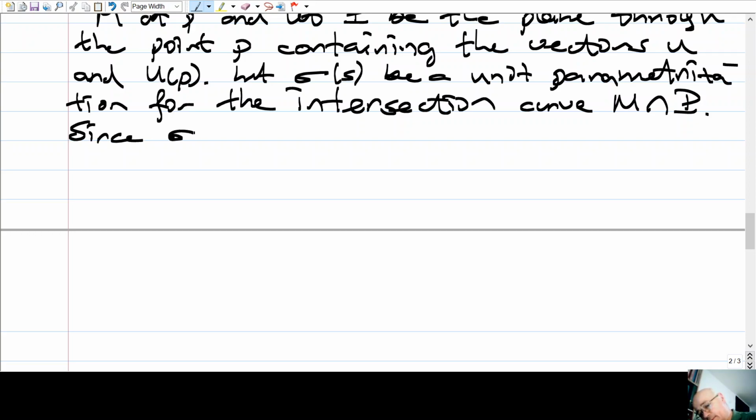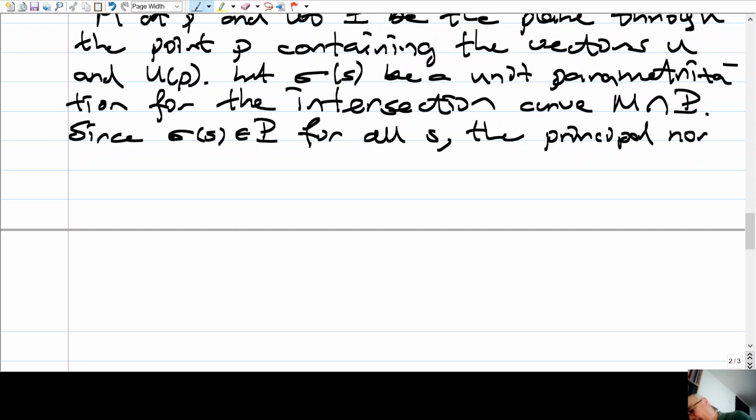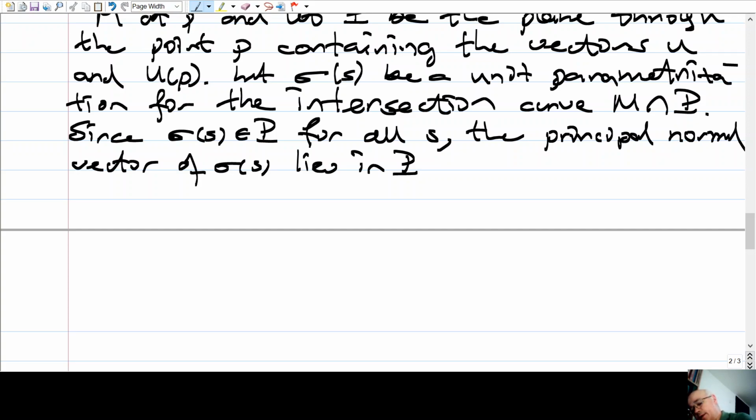Since of course sigma s is in P for all s, wherever it is defined, both the tangent vector and the normal vector lie in P. So this is a plane curve, therefore its principal normal vector of sigma s lies in P, and thus this vector n of alpha p, n p, should be plus minus up.